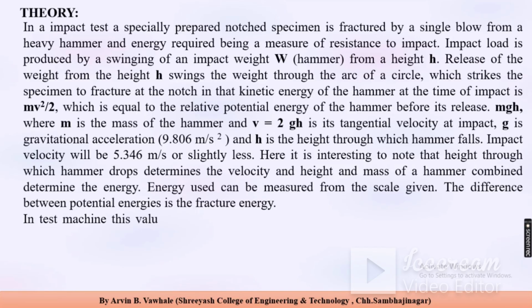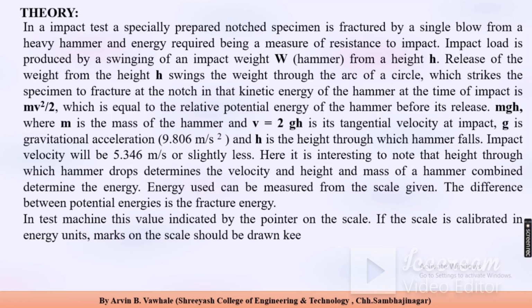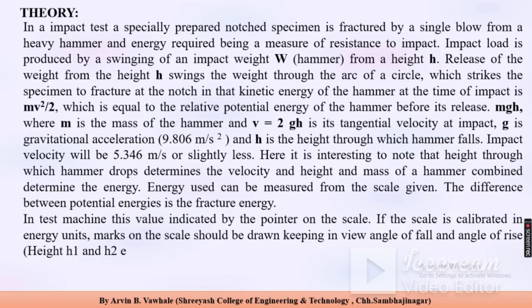In the test machine, this value is indicated by the pointer on the scale. If the scale is calibrated in energy units, marks on the scale should be drawn keeping in view the angle of fall and angle of rise. Heights h1 and h2 are: h1 equals R(1 minus cos alpha), and h2 equals R(1 minus cos beta). With the increase or decrease in these values, the gap between marks on the scale showing energy also increases or decreases. This can be seen from the attached scale on any impact machine.